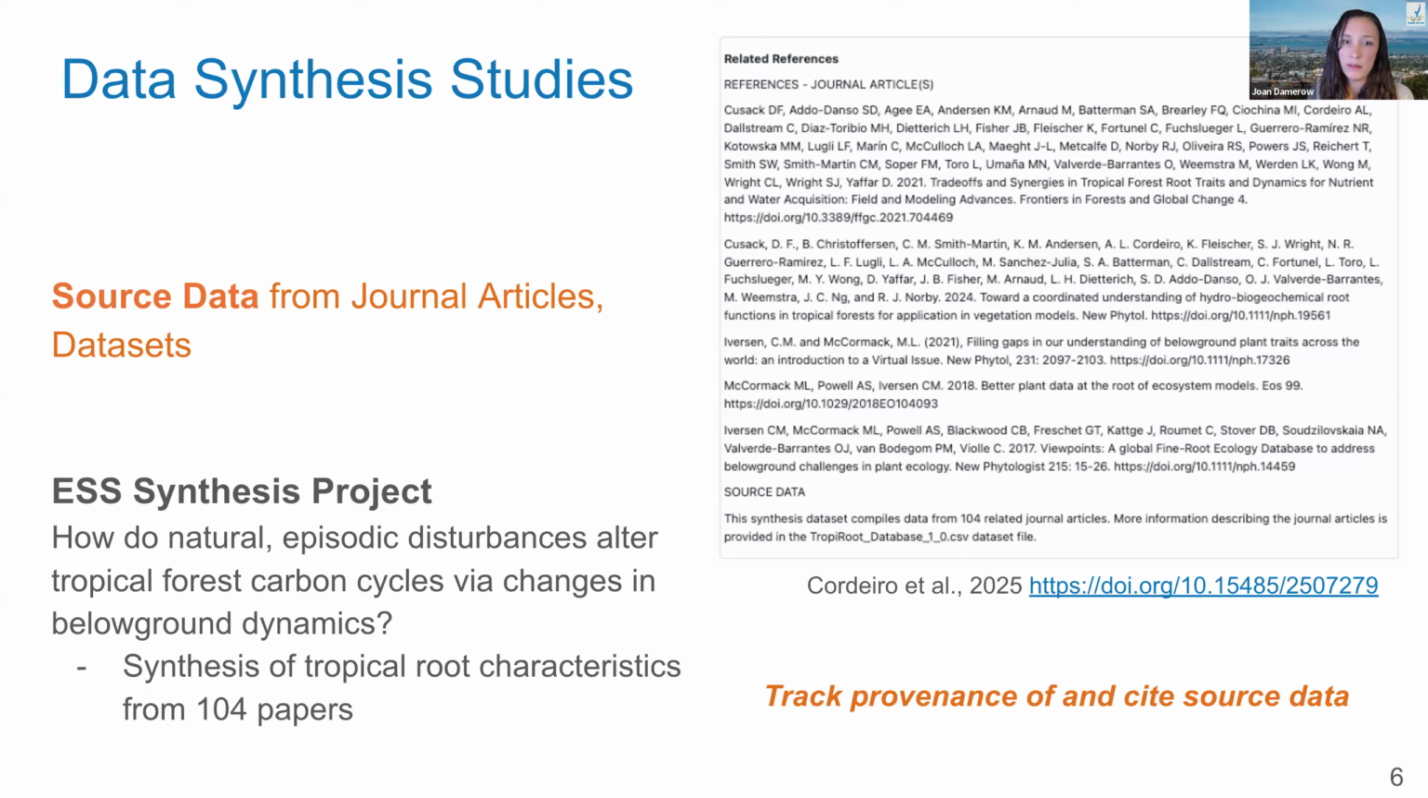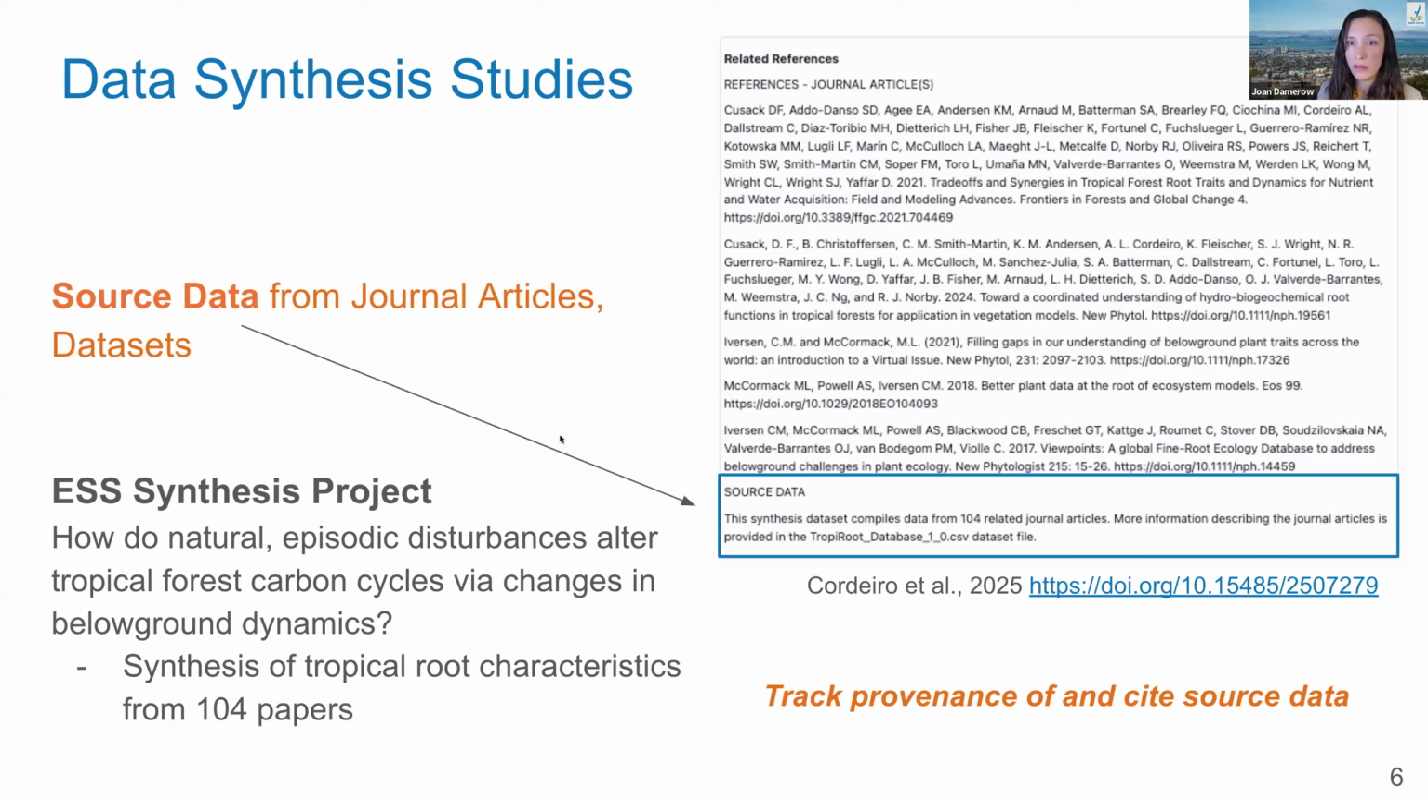But this is an example of a study that's integrating root characteristic data from 104 different papers, things like root biomass and root dynamics. That was where they extracted specific data from these different papers. They originally cited these sources in a supplemental table in their paper, so that was the only way that they could cite those. But we worked with them to create a synthesis data set where we will be formally citing all of these sources in the data set itself.